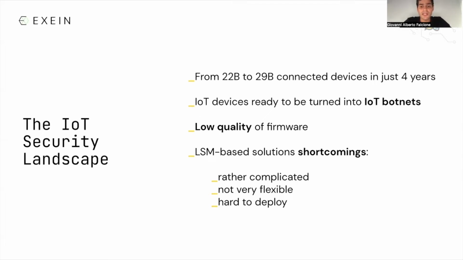Traditional tools based on LSMs like SELinux and AppArmor have not helped a lot either. They are rather complicated, not very flexible in what they can provide, and even worse, they're hard to deploy, requiring that you recompile the whole kernel every time you need to update them. For these reasons, it's not really a surprise that they are among the most disabled features by sysadmins. So what can we do to create a safer IoT landscape?